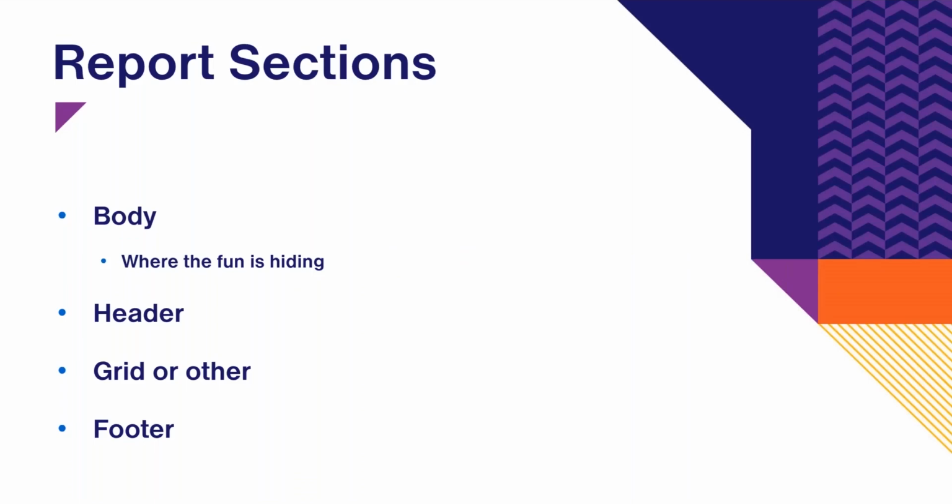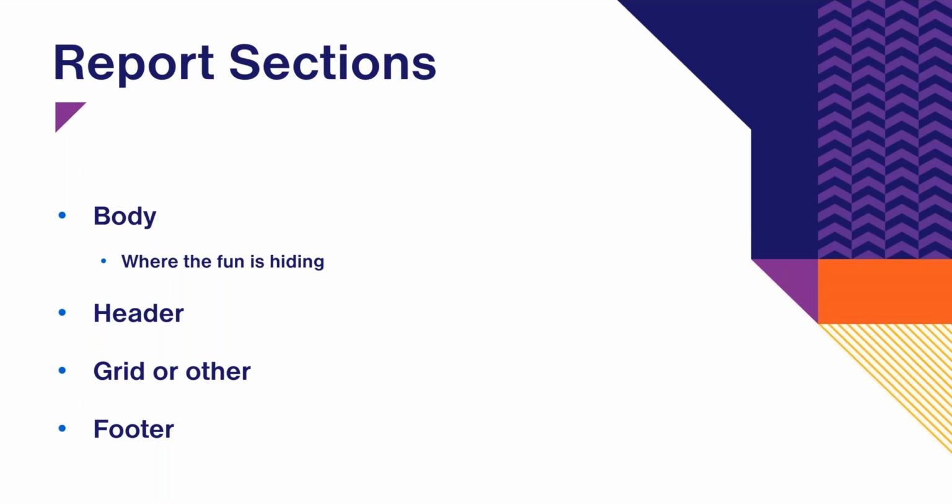When it comes to report elements, there are basically three main parts under the report's body. It is the header, the grid or other elements, and a footer. Header and footer are elements that are repeated on each new page of a report.